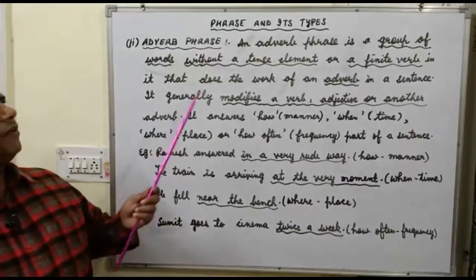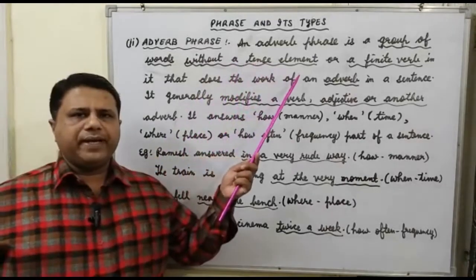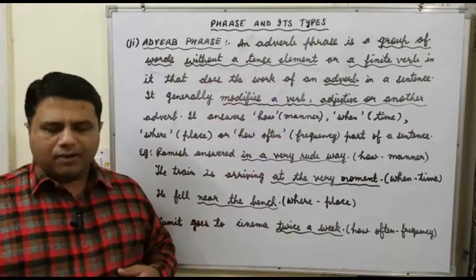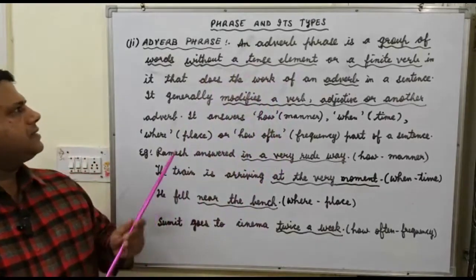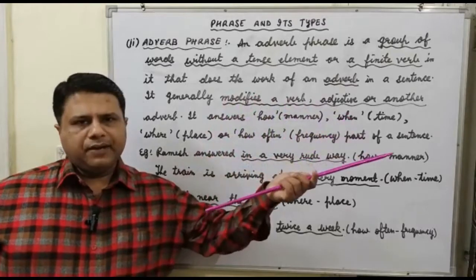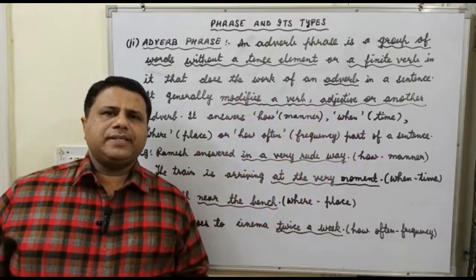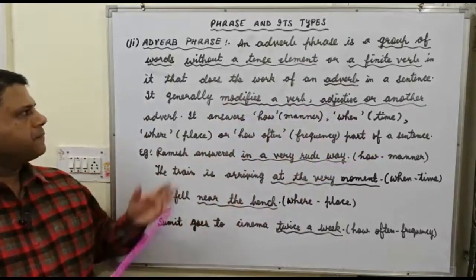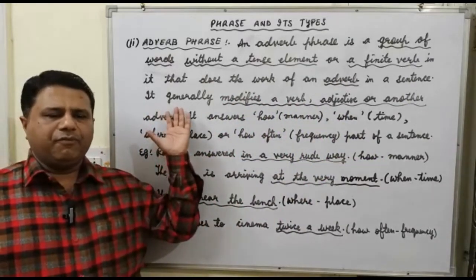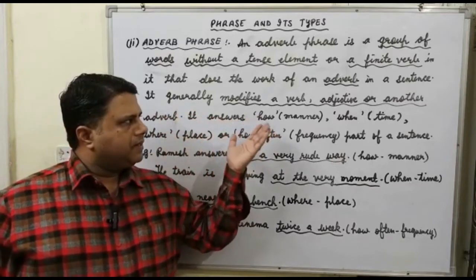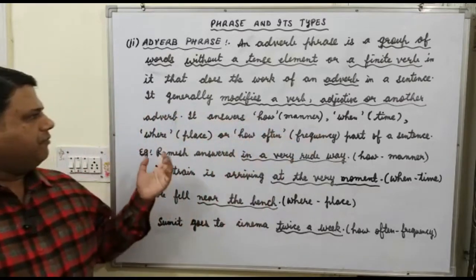So what is an adverb phrase? An adverb phrase is a group of words without a tense element or a finite verb in it that does the work of an adverb in a sentence. Adverb is one word, adverb phrase is two or more words without a tense element. Adverb phrase generally modifies a verb, adjective or another adverb.